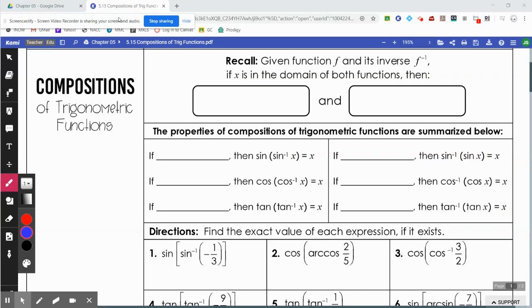Okay, in this lesson, we're going to be talking about compositions. We remember compositions whenever we were talking about functions like f of g or g of f, and we're talking about the same compositions here.